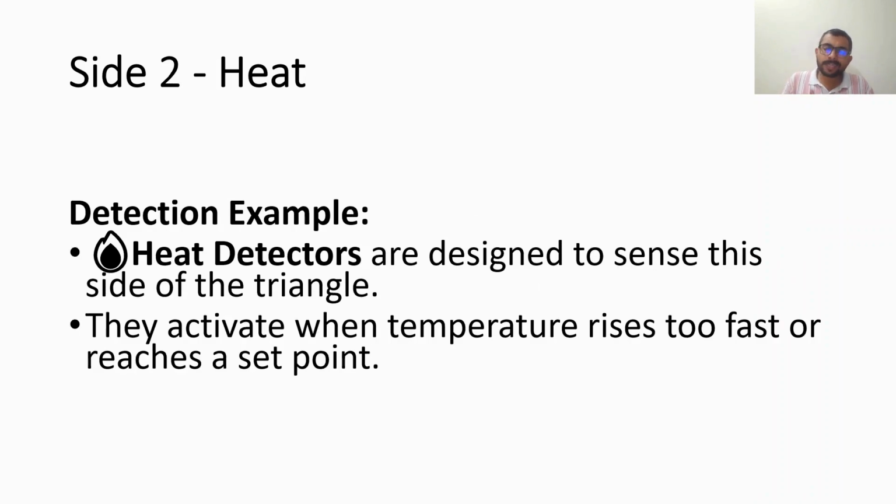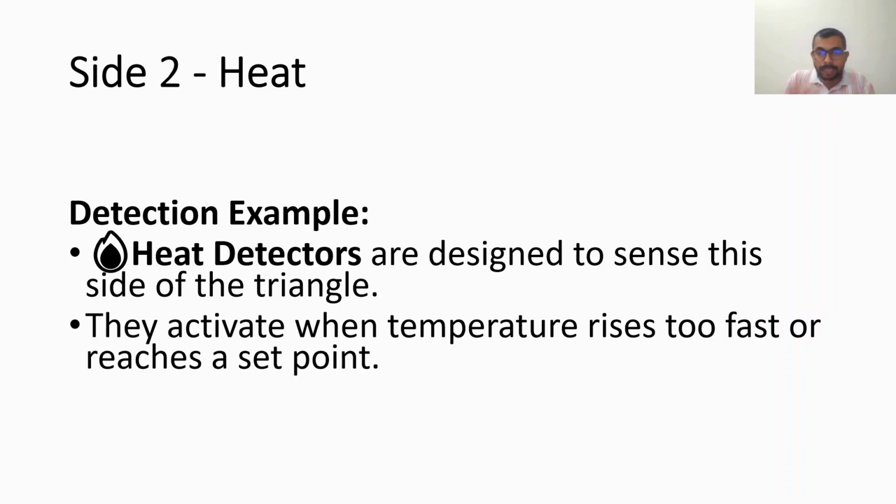So how can we detect heat? In order to detect heat, we have a set of detectors that is specifically for sensing the heat. These are called heat detectors, and the heat detectors come in two types. There is a rate of rise heat detector, which senses the rate of rise, that is, it measures how fast the temperature rises.